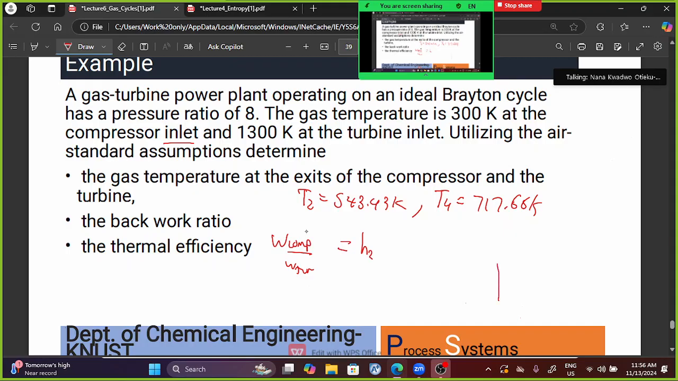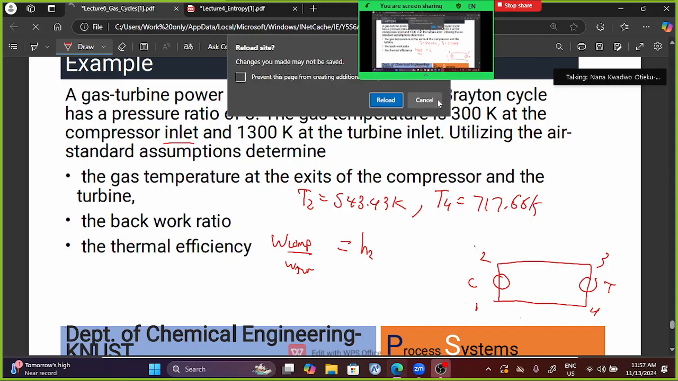H2. I think I have to do the diagram again. So this is our compressor and this is our turbine. Just for those parts, this is 1, 2, 3, 4. What's being done by the compressor? Sorry, I think I'm getting confused. Okay, so sorry about that.